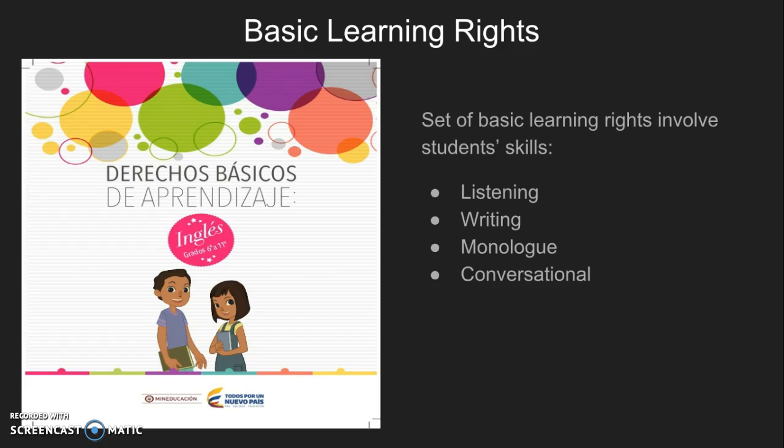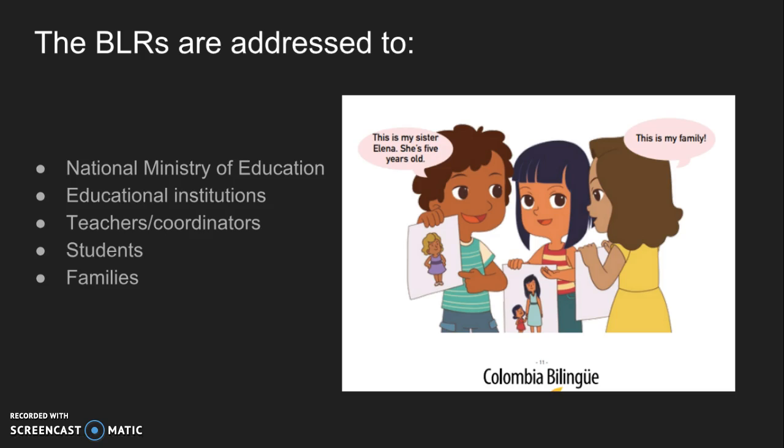The basic learning rights. These are a set of basic learning rights which involve student skills, such as listening, writing, monologue, and conversation. These were created in order to reach a proficiency level in English through communication and interaction. The basic learning rights are mainly addressed to the National Ministry of Education, the educational institutions, teachers and coordinators, and also to students and families.